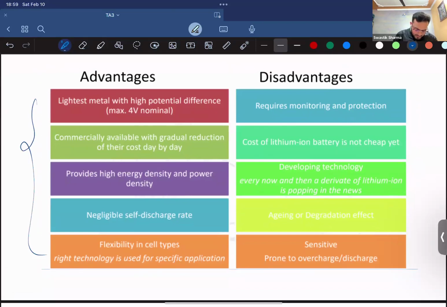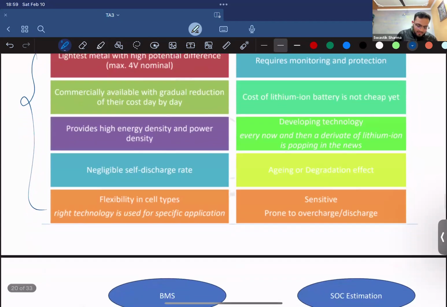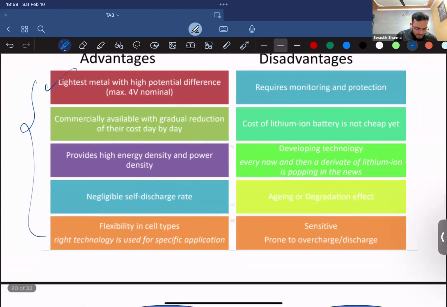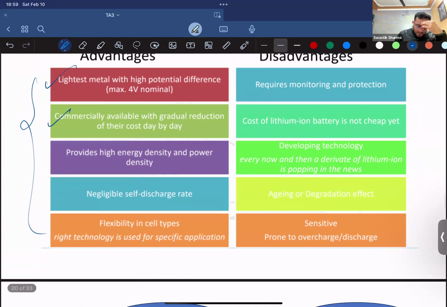They are the lightest metal with high potential difference. They are commercially available. Their cost is reducing day by day. If you go through it, their cost is lesser than what it was in the past. Then they have high energy and power density. They can store more power, they can store more energy, and they can discharge and charge easily and quickly. They have negligible self discharge, and then they have flexibility in different cell types.